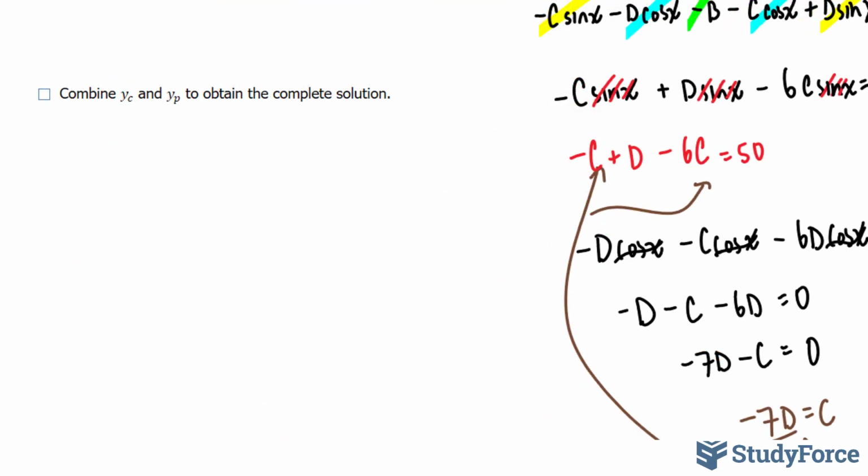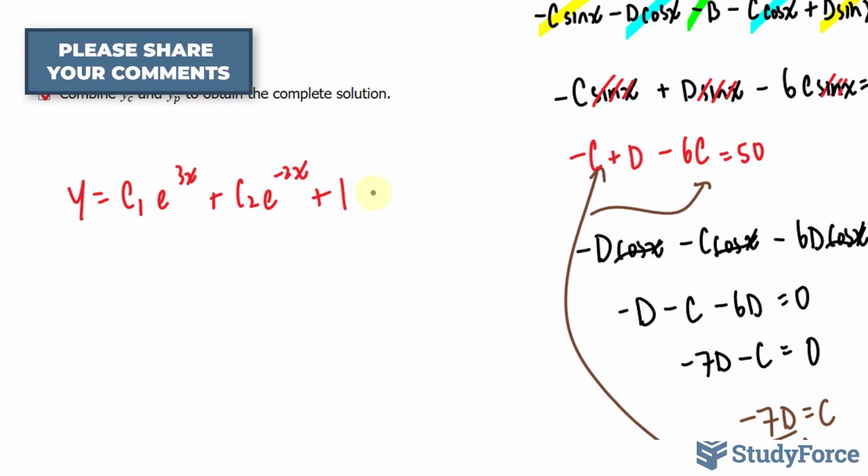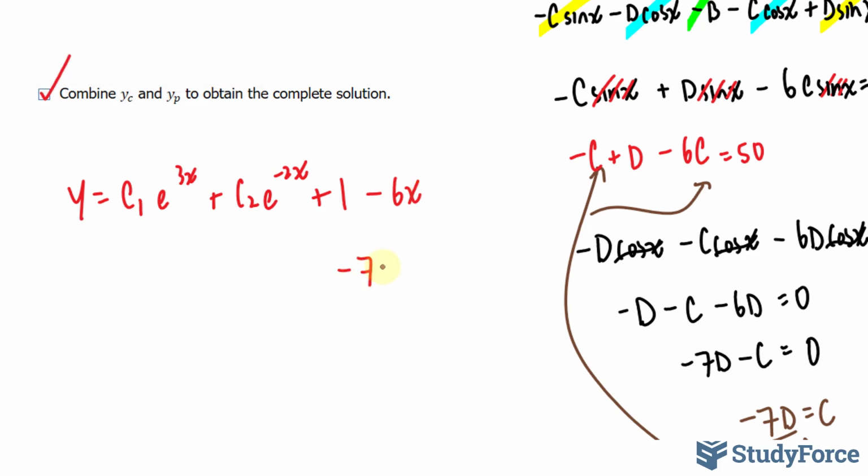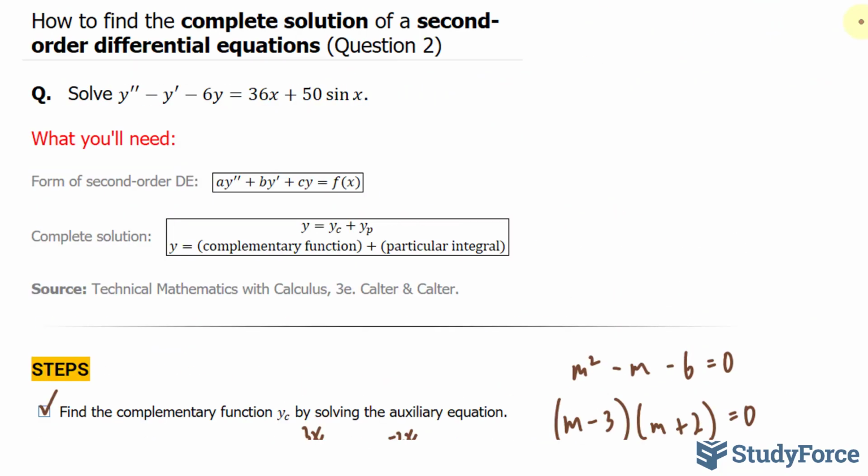In our last step, we have to combine yc and yp to obtain the complete solution. The complete solution, therefore, is y is equal to c1 times e to the power of 3x plus c2 e to the power of negative 2x plus 1, the value for a, minus 6x, negative 6 being the value of b, minus 7 sine x plus cosine x. Remember, there's a 1 right there. And there you have it. That is how to find the complete solution of a second-order differential equation where the right side is not equal to 0.